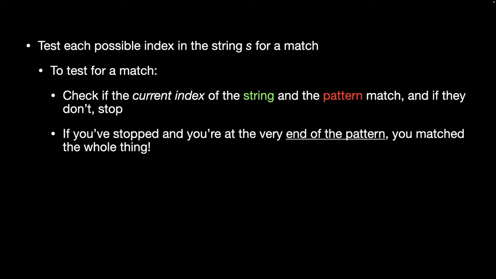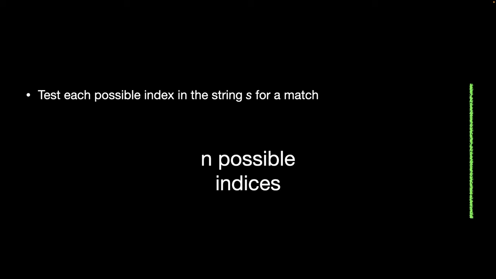If you've stopped and you're at the very end of the pattern, you've matched the whole thing, and then all we do is we loop this over and over and over, incrementing the current index each time. How many different places possible in the original string are there for the pattern to begin? Well, if the string is of length n, there are roughly n possible indices.